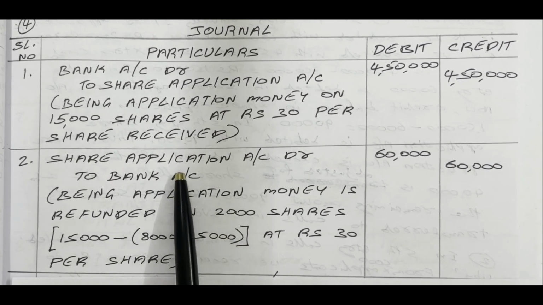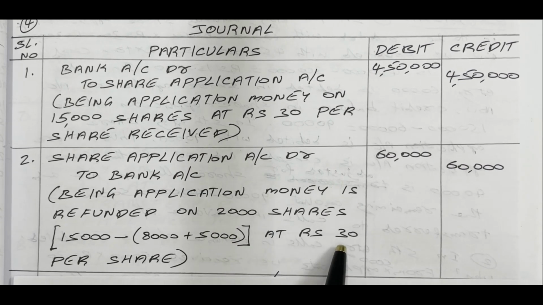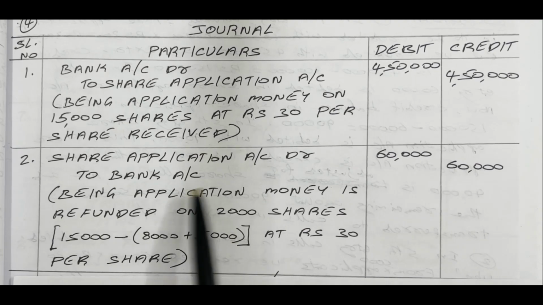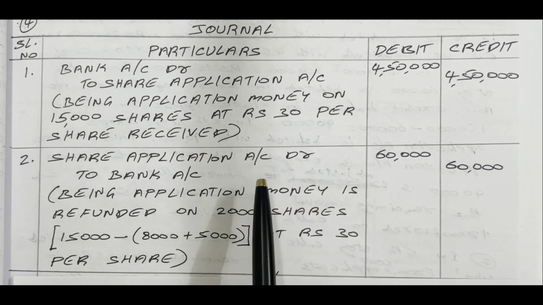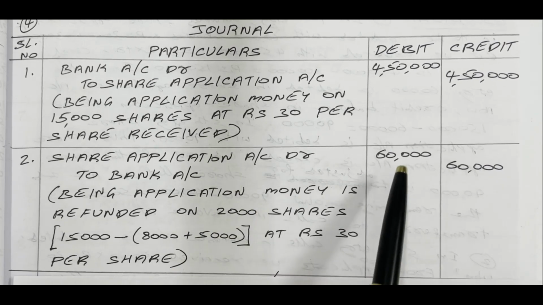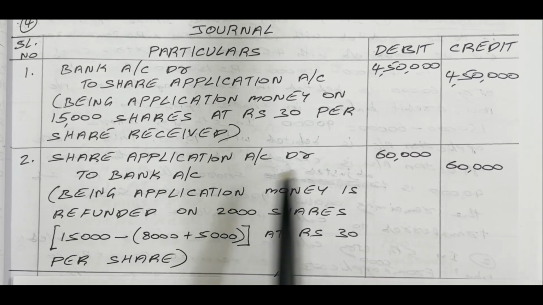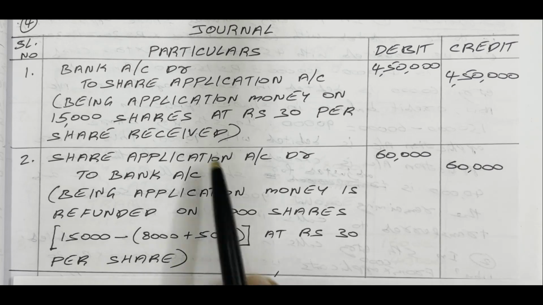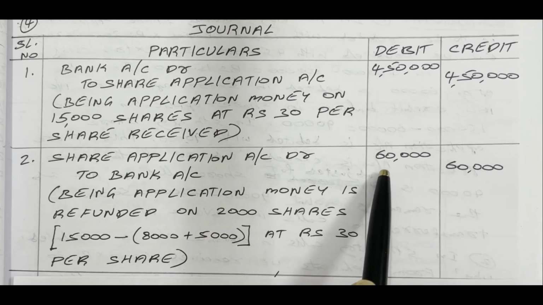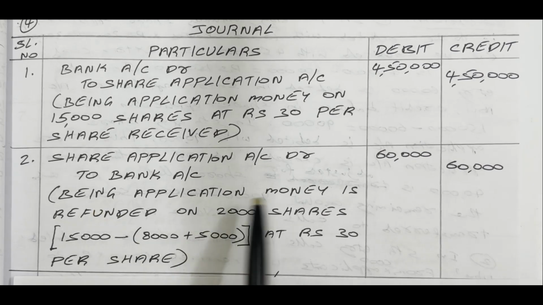So what happened here? Applicants who applied for 2,000 shares, they paid 30 rupees into 2,000, 60,000 rupees, as application money. No? The company is not allotting shares to them. So this 60,000, which was received through application, now the company is returning to them. So this is the entry for returning the application money to these applicants. Mention that in the narration: being application money is refunded on 2,000 shares at 30 rupees per share.